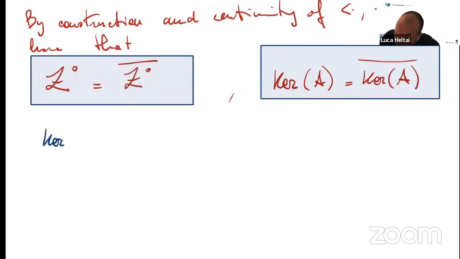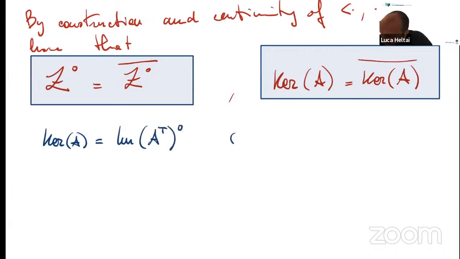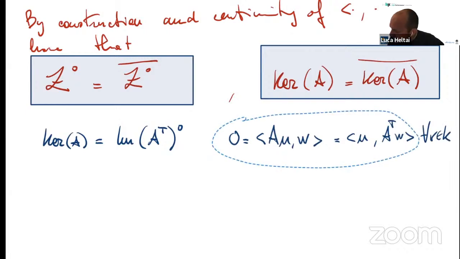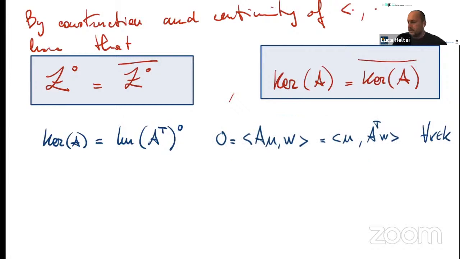So if I look at the kernel of A, by construction, the kernel of A is also the polar space of the image of A transpose. And the reason why this is the case is because if you have an entry which is in the kernel, so you say that A U W is zero for any U, then you can always write this as U A transpose W, and this is for any V in K. Okay, so this is true, and so there's a relationship which is trivial between these two spaces.